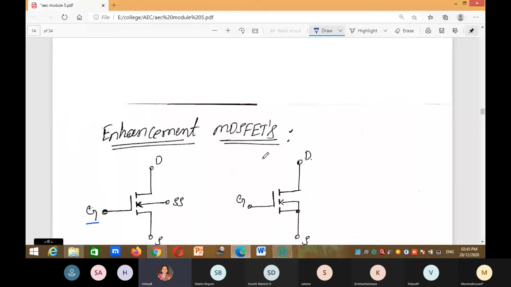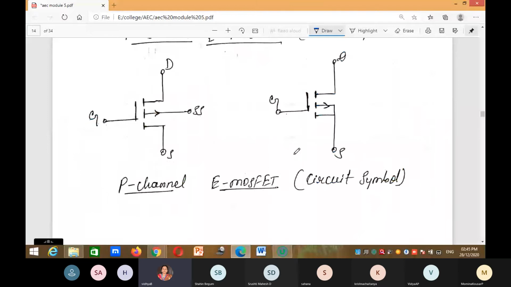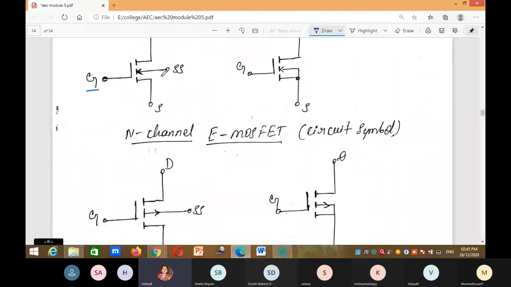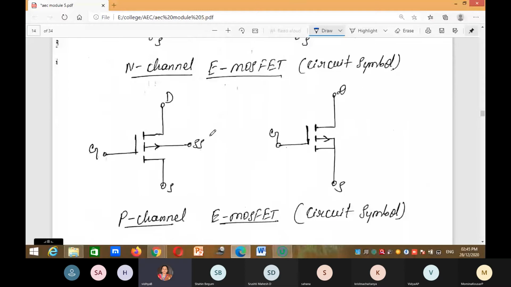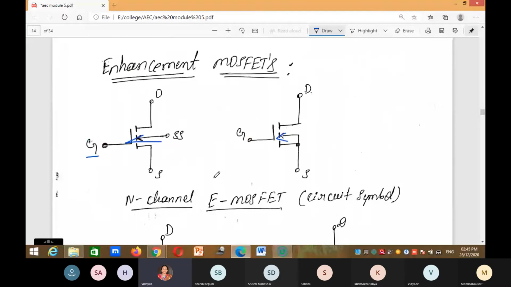Next, P channel E MOSFET. This is N channel. The direction of this is towards the gate, like this. This is outwards, and this is inwards.